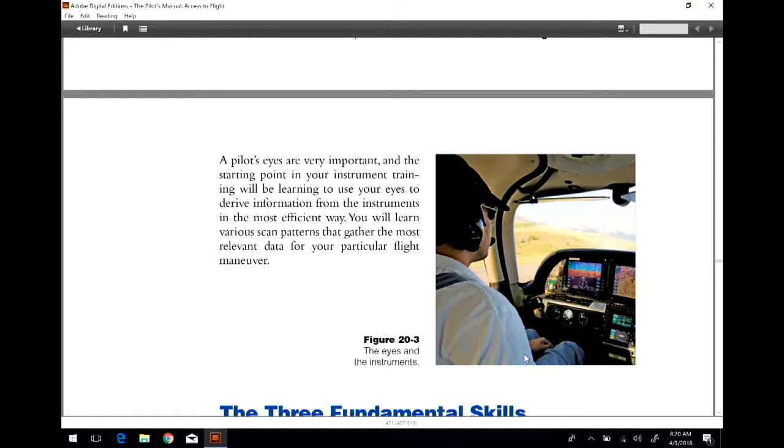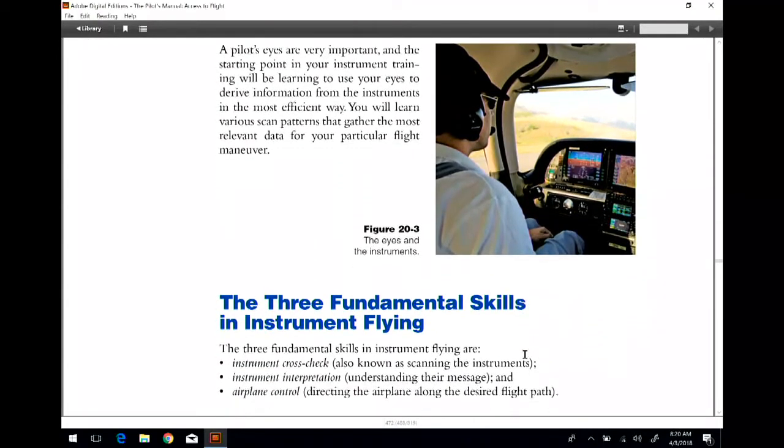The eyes and instruments, well, evidently the eyes are some important element into all of this exercise, as you might imagine. And what you're looking at is that you can see that your world right here is on your instruments. Now you can see that this pilot's hand is not on the side stick here.